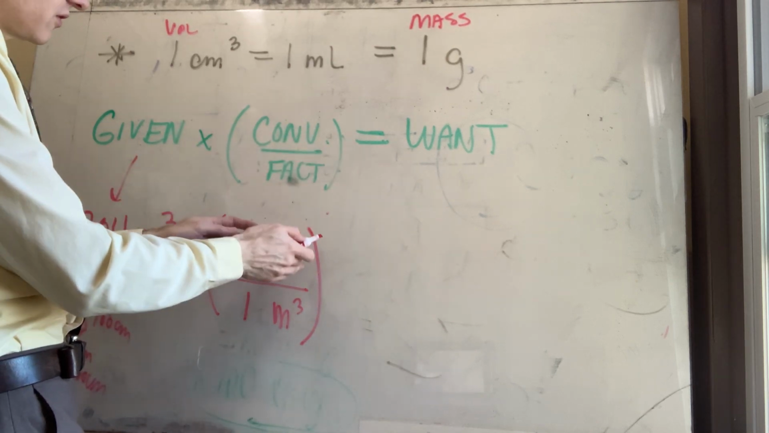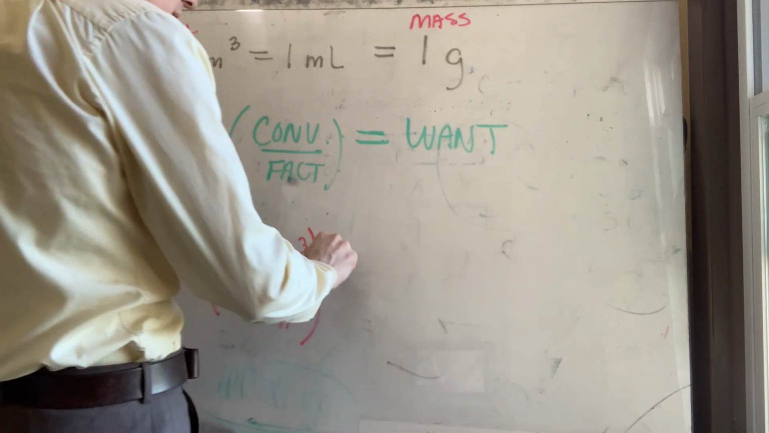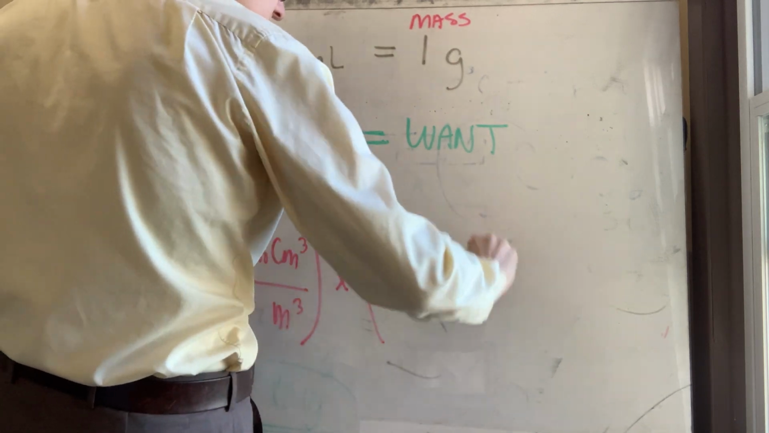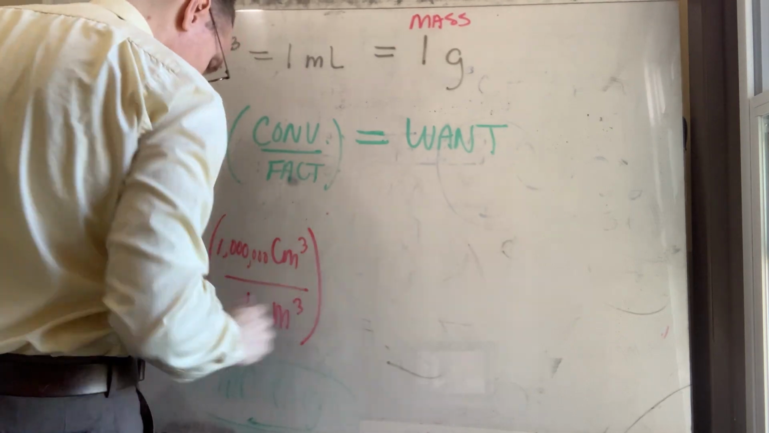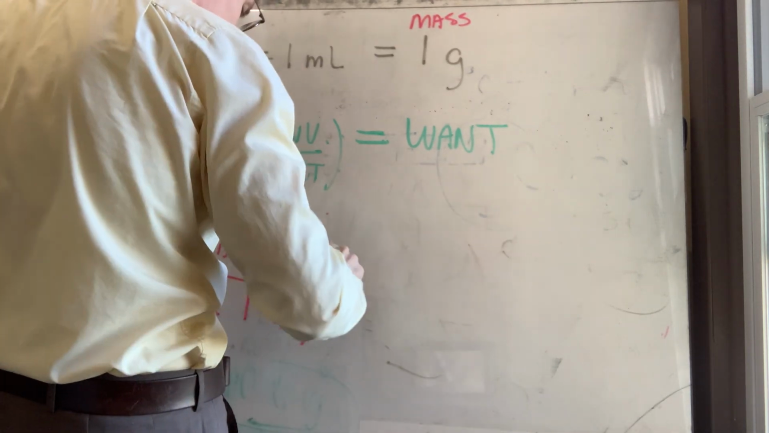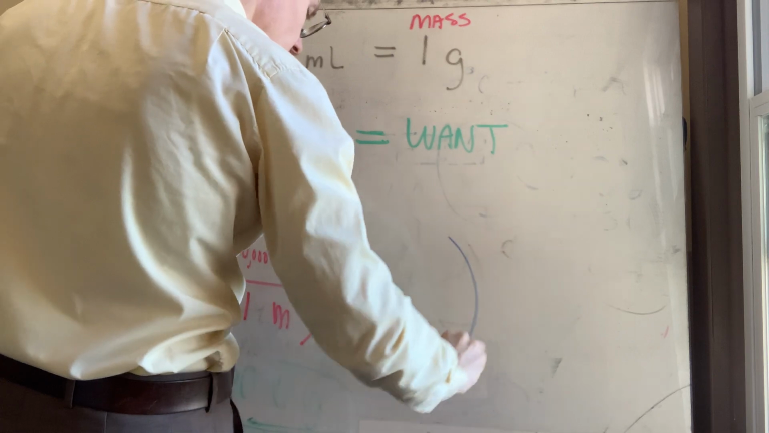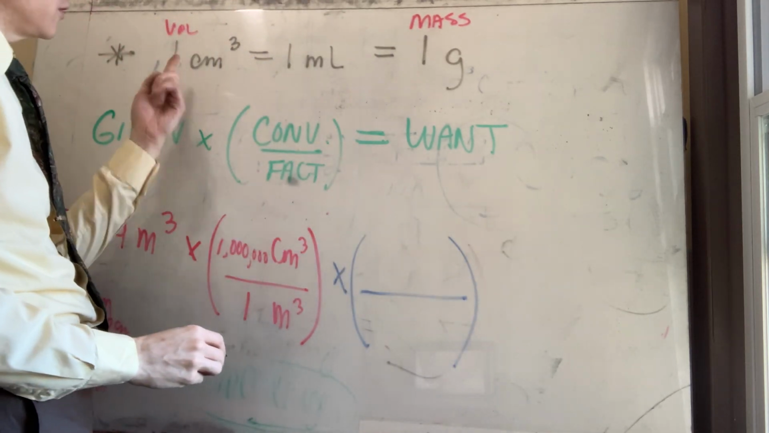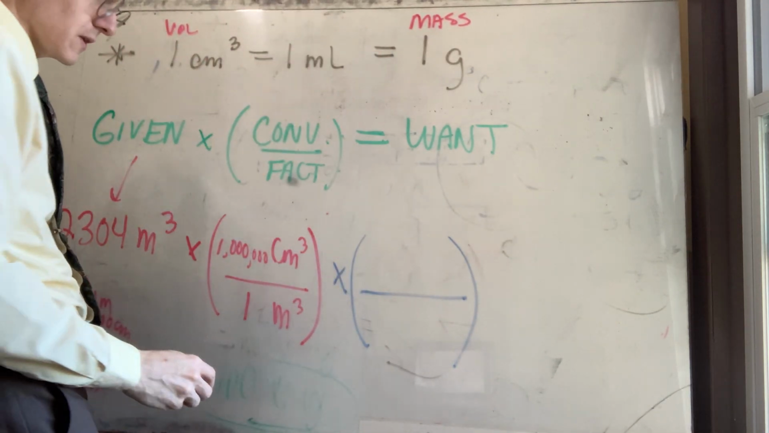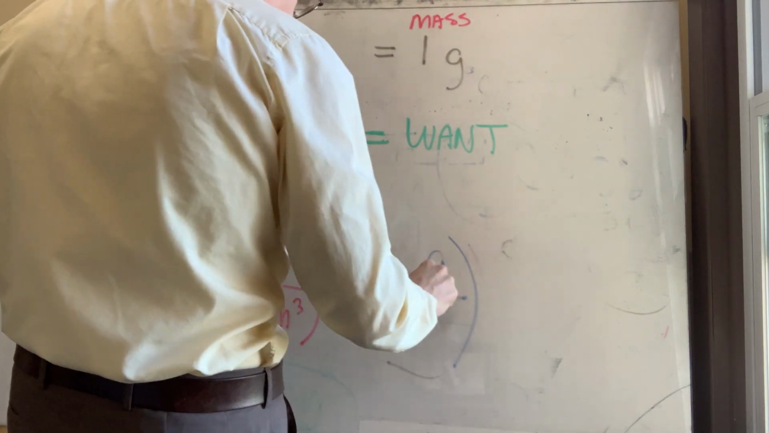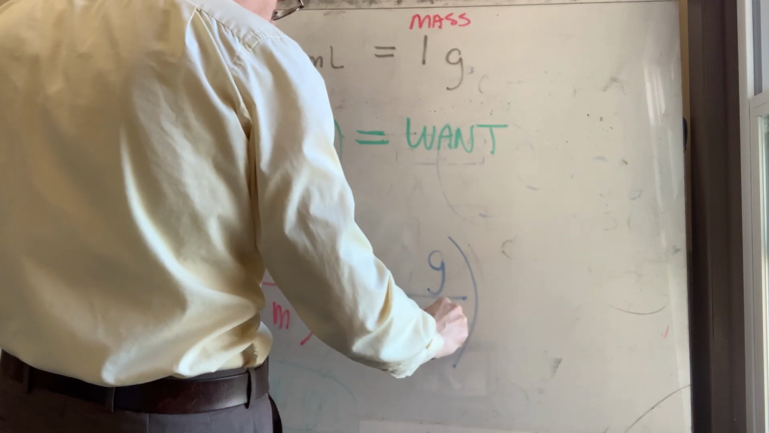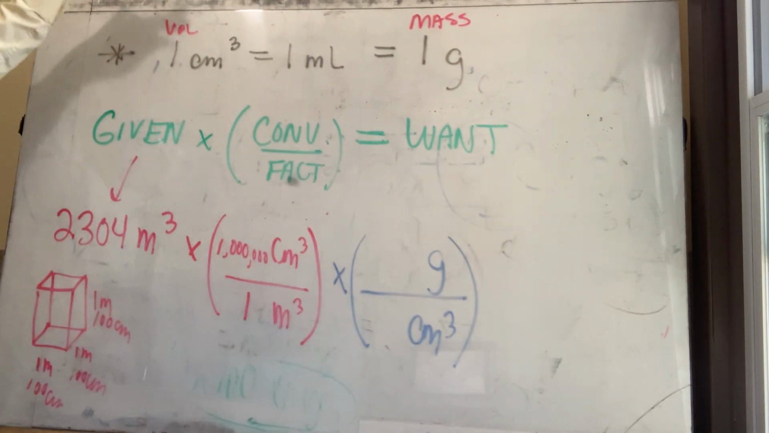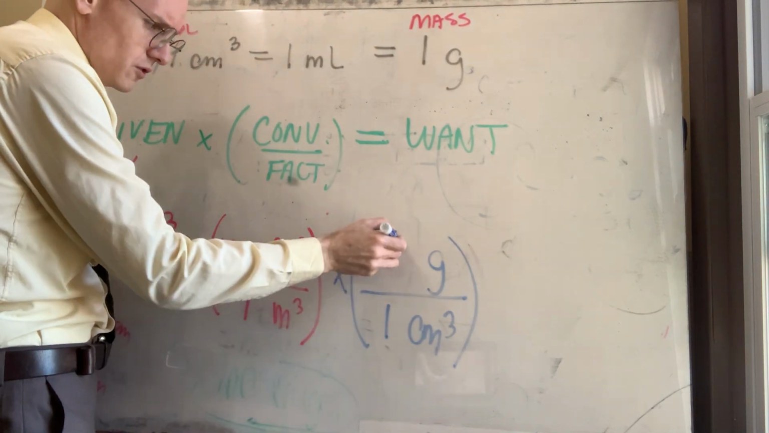That will get us to cubic centimeters, all right? We would then be able to convert cubic centimeters into grams. So grams is what we want to end up with temporarily, and cubic centimeters is what we would want to cancel out. It's a relationship of 1 is to 1.